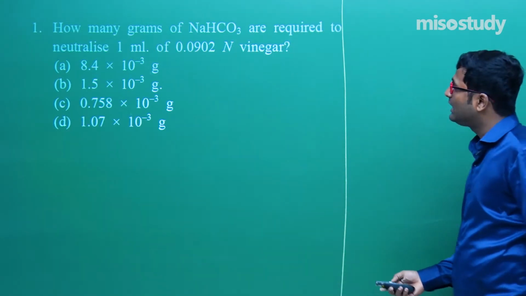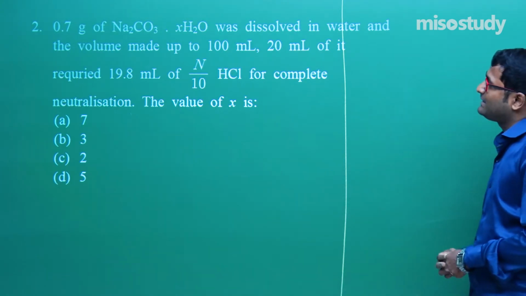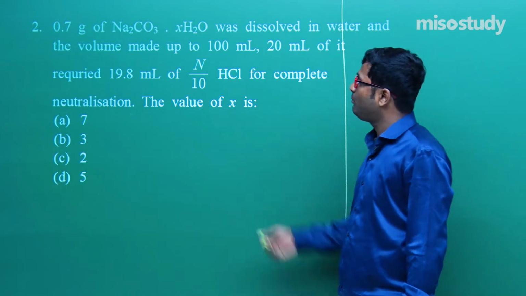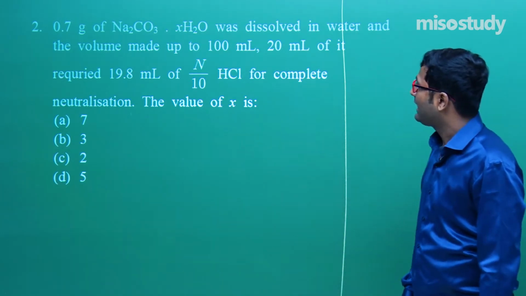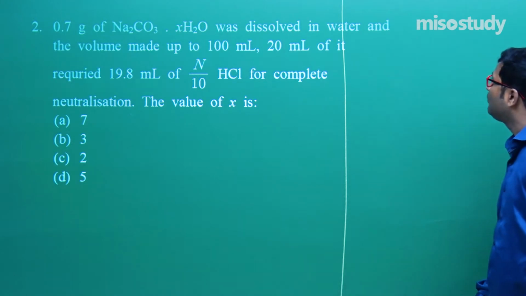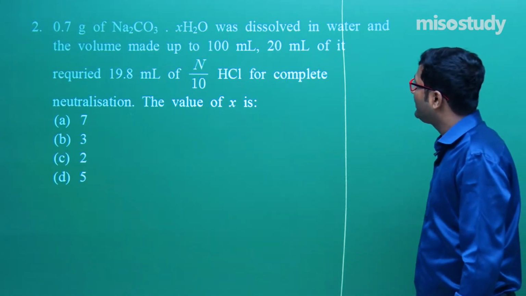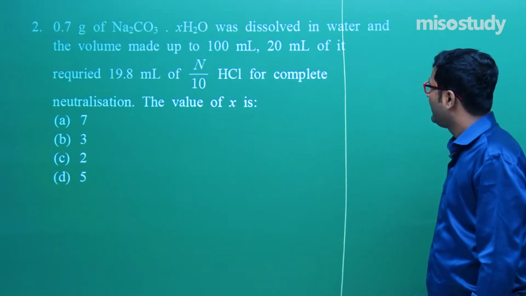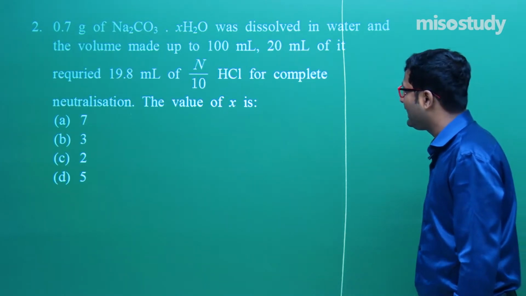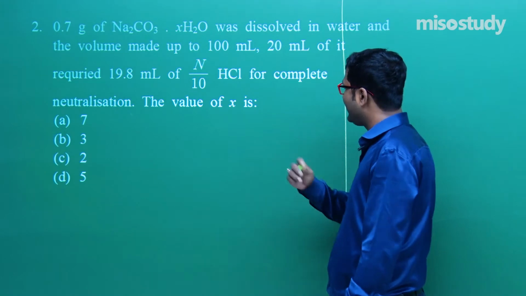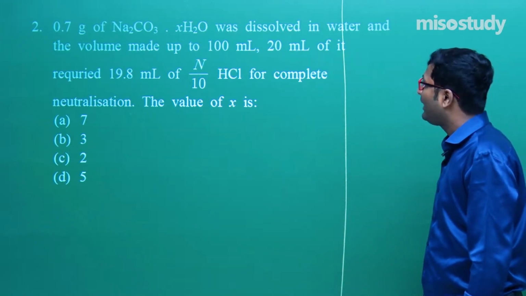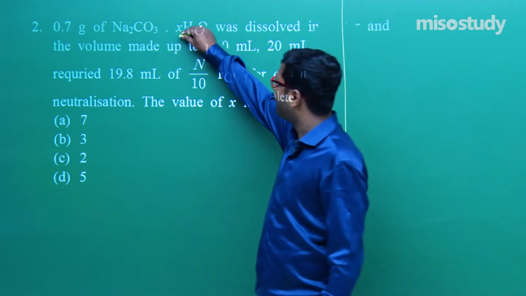Now let's move to the next question, one of the best questions. 0.7 gram of Na2CO3 into XH2O was dissolved in water and the volume made up to 100 ml. 20 ml of it required 19.8 ml of N by 10 HCl for complete neutralization. We have to find the value of X.